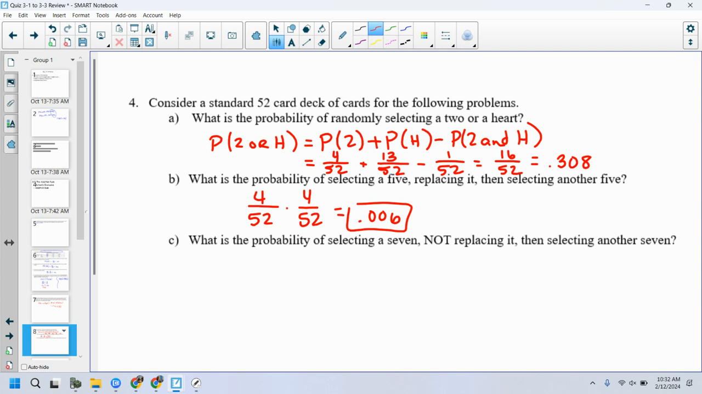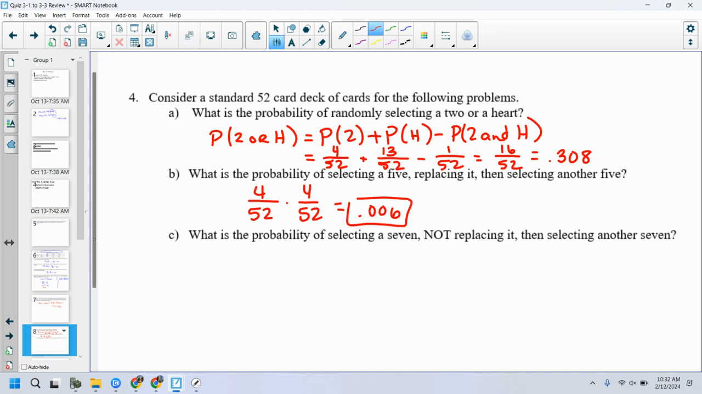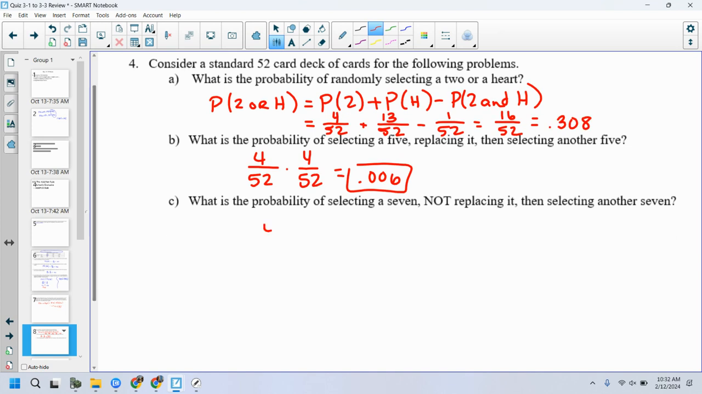What is the probability of selecting a 7, not replacing it, then selecting another 7? Now that is what we were talking about just a second ago. There are 4 7s in a deck. But if I take one out, I do not replace it, there are 3 out of 51. What should happen to the probability? Should it get smaller or bigger going from B to C? Smaller, right? Because there's less of an opportunity in the second draw.